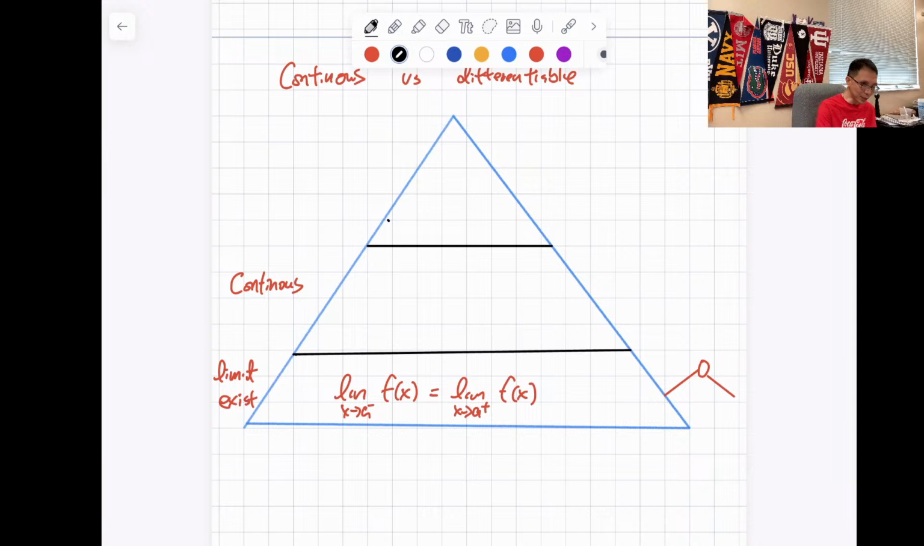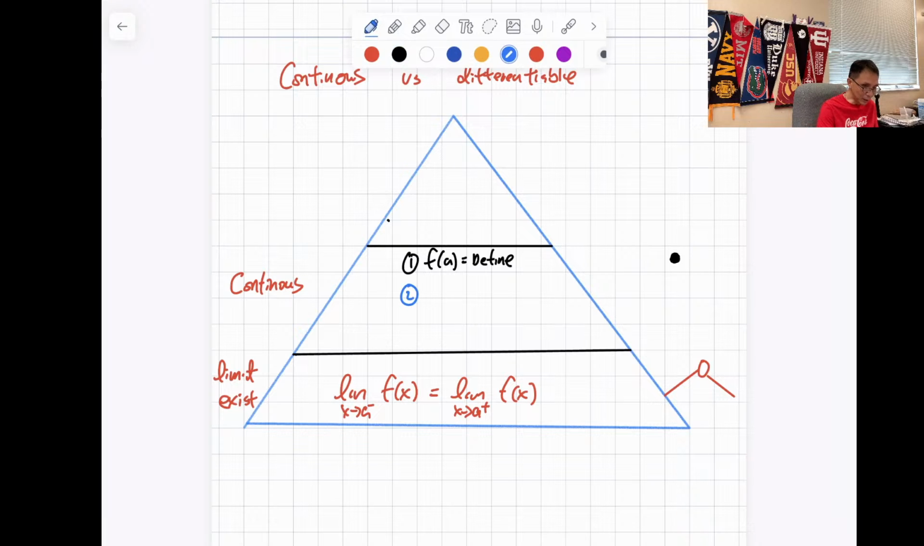What's the first condition where f is continuous? No, that's not the first condition. What is the first condition, Peter? F of a is defined, and it's going to be a solid dot here. That's the first thing. I'm going to color code this differently.